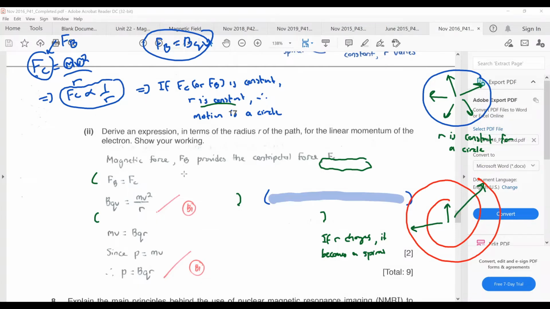So for a charged particle that is moving in a circle, magnetic force provides centripetal force, Fb equals to Fc, so BQv equals to mv squared over r. Eventually, you can express this as mv equals to BQr only. Okay, so momentum is mv, so momentum is BQr. That's all there is to it.